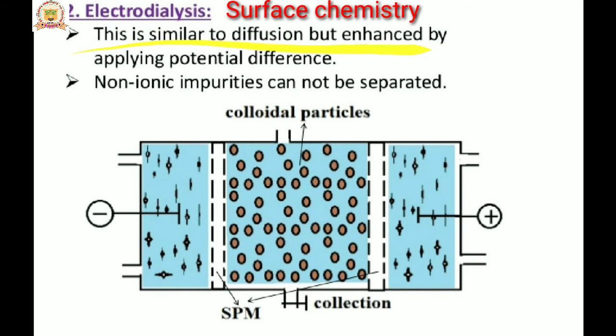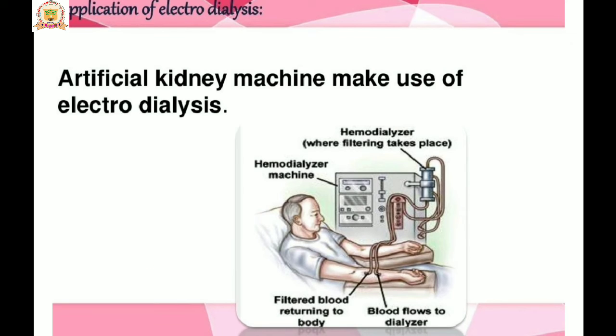Next, this is similar to the method of diffusion, but it is enhanced by applying a potential difference. So the non-ionic impurities cannot be separated out. The colloidal particles will be separated out. Here only the unwanted crystalloids, the electrolytes, will be moved out by applying the electric field. An application of electrodialysis is the artificial kidney machine, which makes use of electrodialysis.